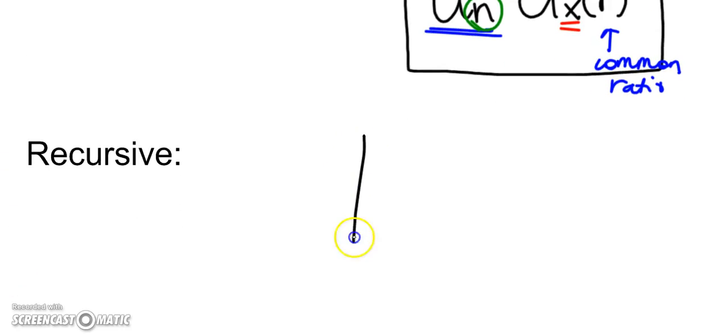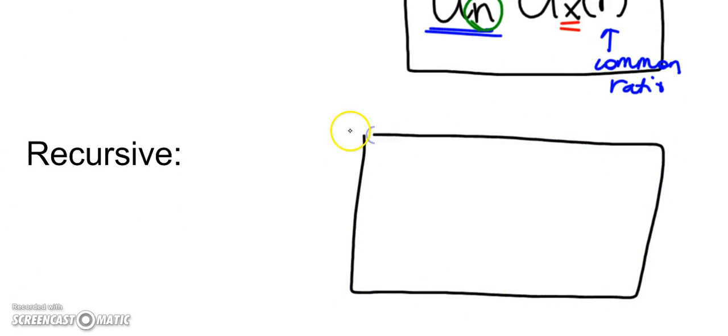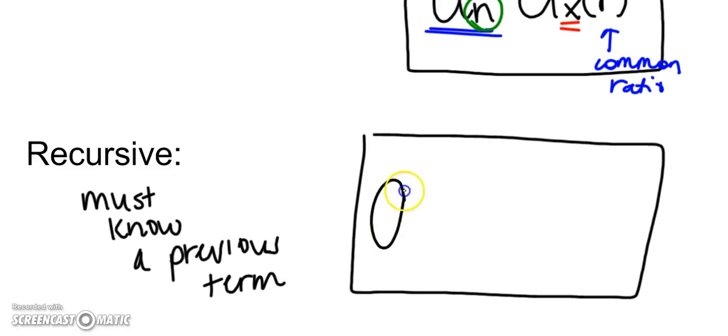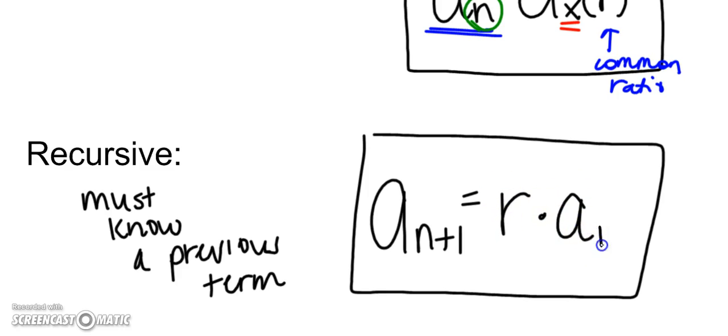Recursively then, we know that we must be given a previous term. So if we're looking for the next term, it's just going to be our ratio times that previous term. Okay?